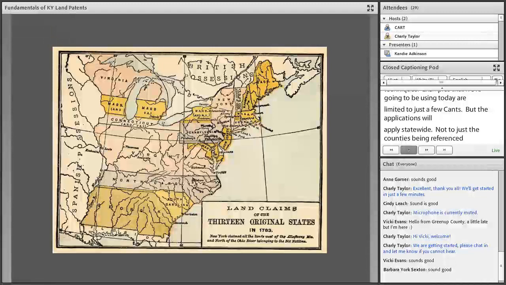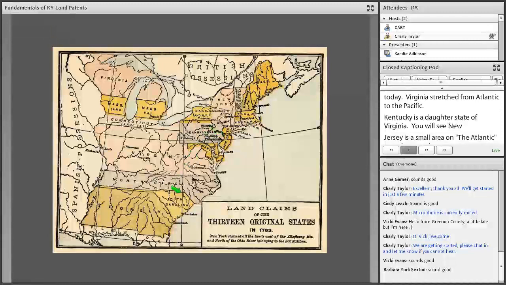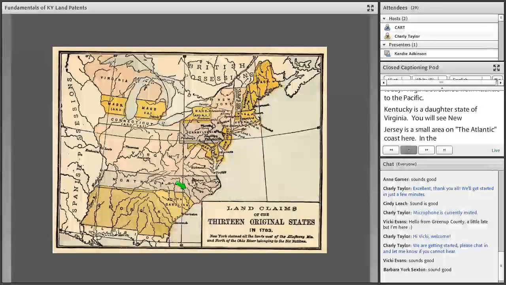After the Revolutionary War, it is important to be aware of the fact that Virginia wasn't the state that we know of today. Virginia stretched from Atlantic to the Pacific. Kentucky is a daughter state of Virginia. You will see New Jersey is a small area on the Atlantic coast here. And then the Carolinas are going to stretch clear to the Mississippi River as well.